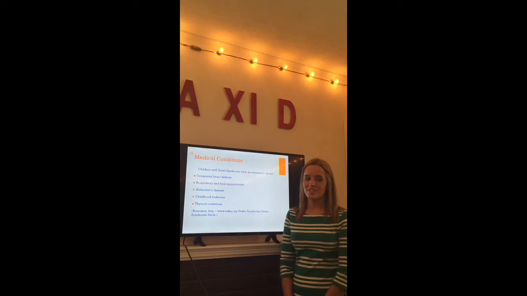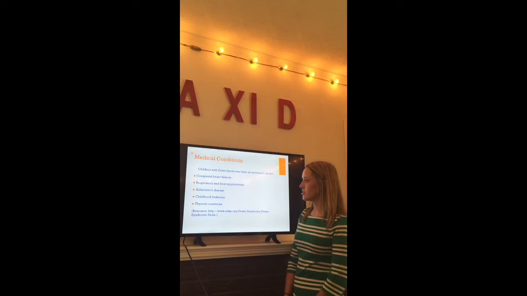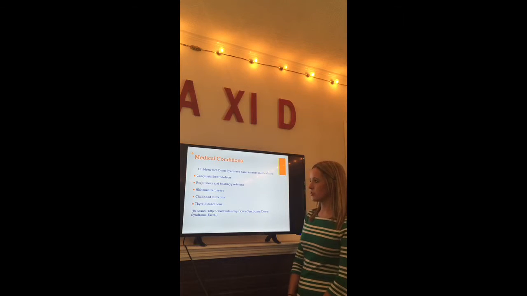Medical conditions. Children with Down syndrome have an increased risk for many medical conditions, all of which come with many trials and tribulations that the kids will have to deal with at the hospital. A big one for kids with Down syndrome is congenital heart defects. This could be anything that deals with the heart, such as holes or valves that don't work, and usually with this you have open heart surgery.